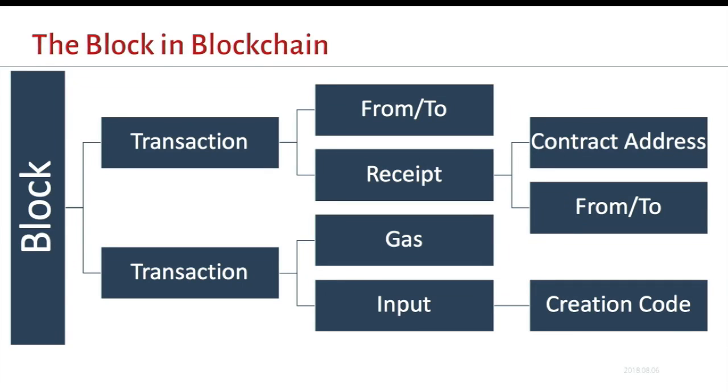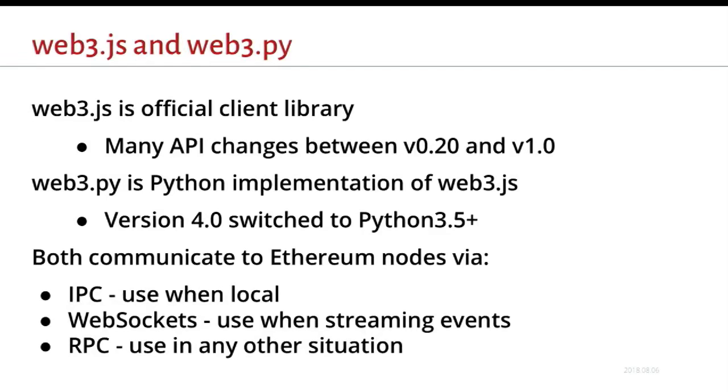So what's in a block? As I said before, blocks have transactions. Transactions have all sorts of metadata, who it's from, who it's to, if there's input, if there's gas, if code was created. And there's also a receipt field that can tell you most of this. And for how we get blocks programmatically, there's a client API. There's two popular ones that are in the Ethereum GitHub.